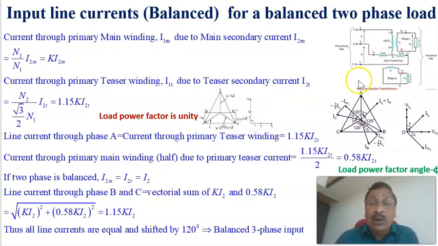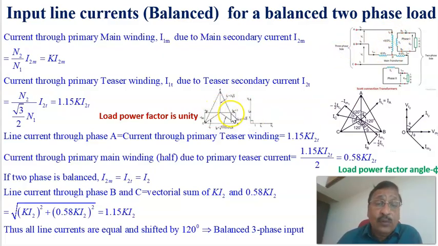Now we can consider the load. First, I am considering the load power factor equal to unity. Load power factor equal to unity means that the corresponding voltage and current are in phase. Similarly, this voltage and this current are in phase. Therefore, this is the output voltage and current for a unity power factor load. Due to this current, that is reflected on the primary side, K into I2M is on the primary side of the main winding, and 1.15 K into I2T is the primary side of the teaser transformer.